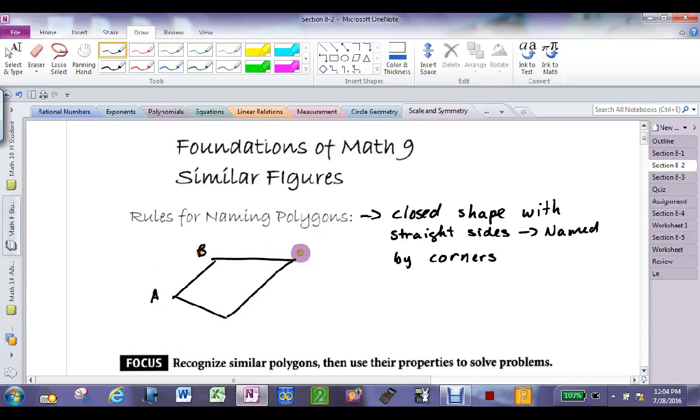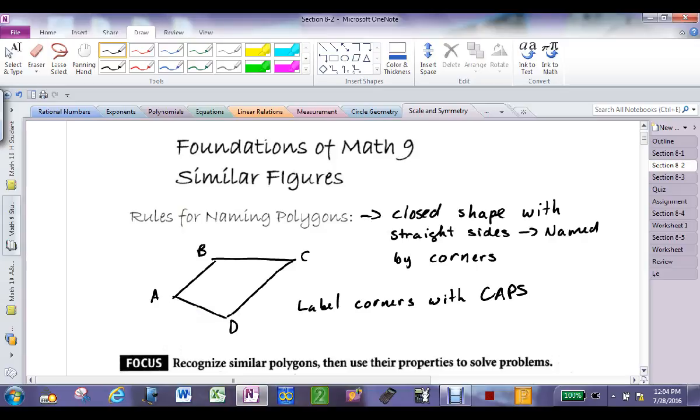So if I draw a shape like this, A, B, C, D, we label the corners with caps, and we name it by the corners. So this is polygon ABCD, okay?